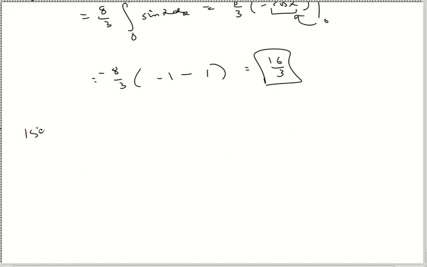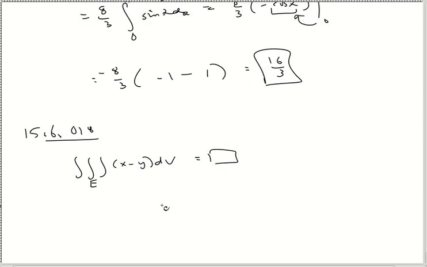Another one, 15,6018. So triple integral over e, not really sure what that is, x minus y dv. So dv is essentially for my triple integrals, just like dA is for double integrals. They want to know what that is. They say that we have surfaces of z equals x squared minus 1, z equals 1 minus x squared, y equals 0, and y equals 4.